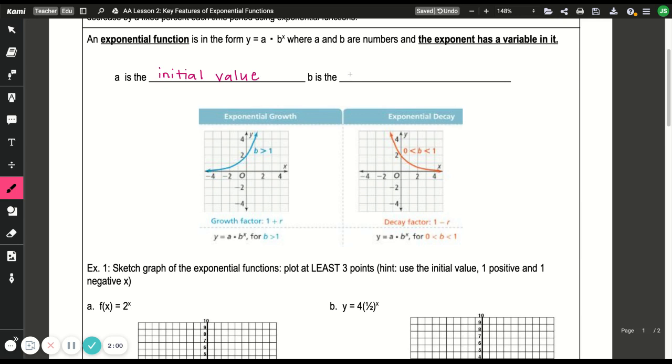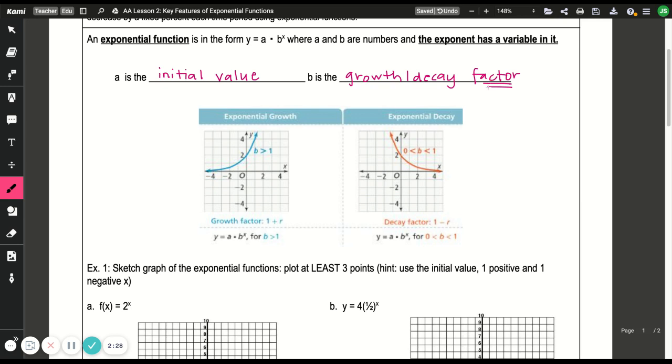B is either called a growth or a decay factor. And it's going to be important here later that you keep in mind that the number in the equation, the number that has the exponent, is a growth or decay factor. There is also a rate that is kind of directly tied to it, but it's a little bit different.